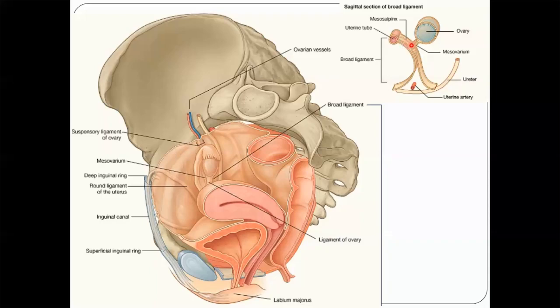The posterior layer of the broad ligament extends a fold of peritoneum that surrounds the ovary and returns back to continue the posterior layer of the broad ligament. Here the double layered fold surrounding the uterine tube is called mesosalpinx, and here the double layered fold of peritoneum surrounding the ovary is called mesovarium. All of these structures are called broad ligament of the uterus.